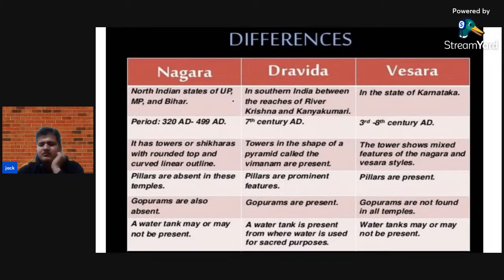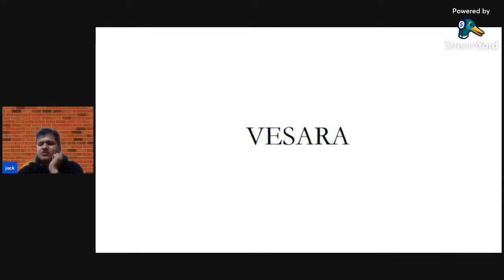The Vesara style architecture was first evolved by the Chalukya of Badami, and then the Eastern and Western Chalukya further evolved this architecture. Then in the later period, the Hoysala dynasty took the Vesara architecture to its highest peak. So this is how we have discussed the Nagar style, the Dravid style, and also the Vesara style architecture.